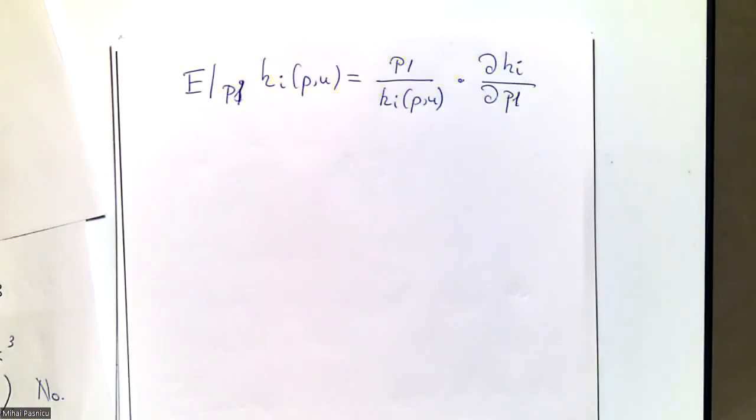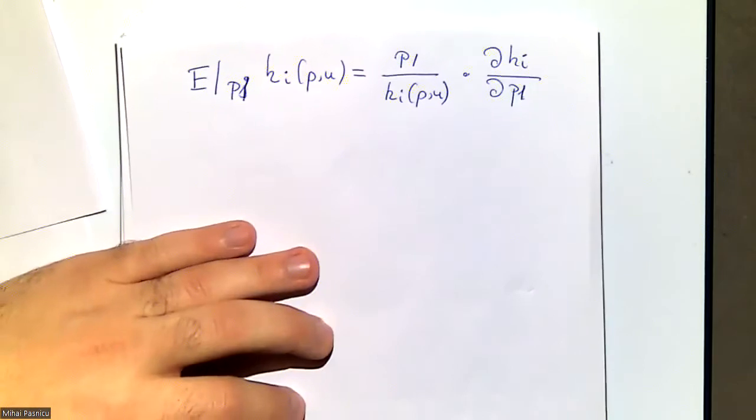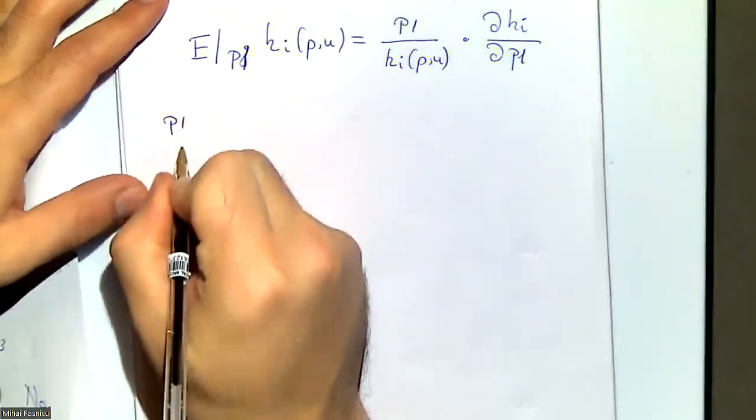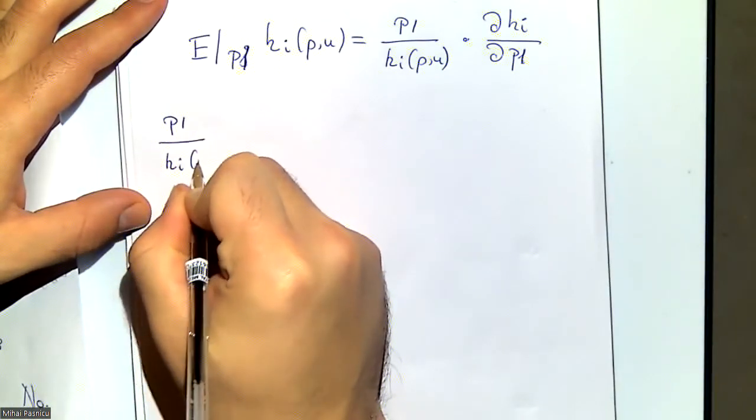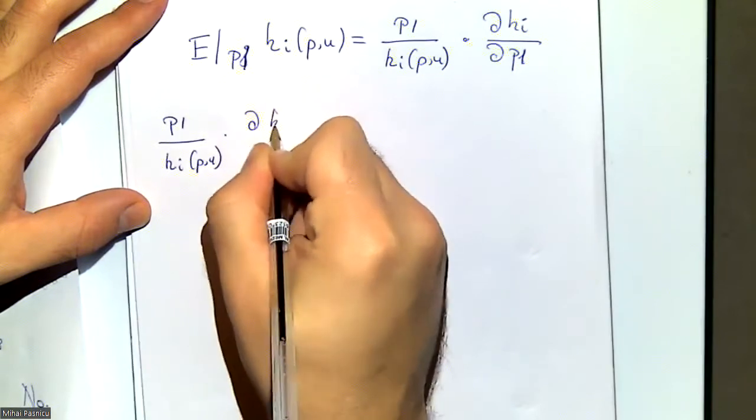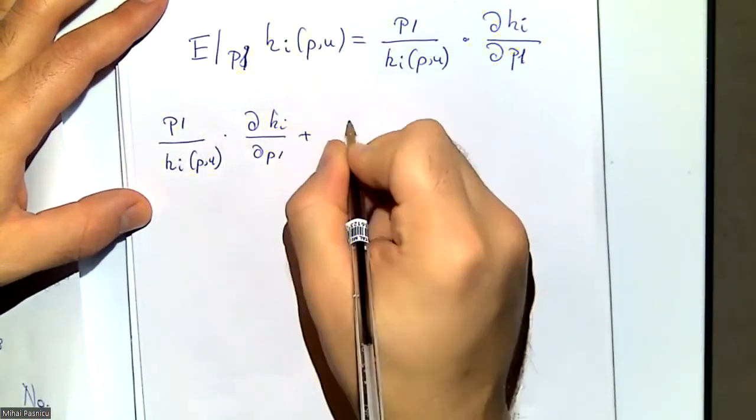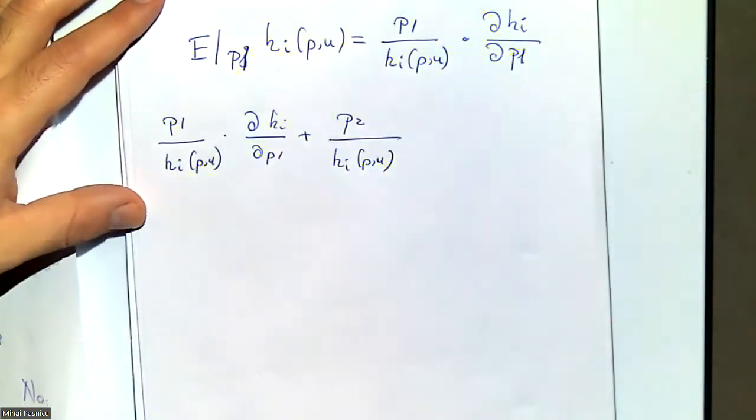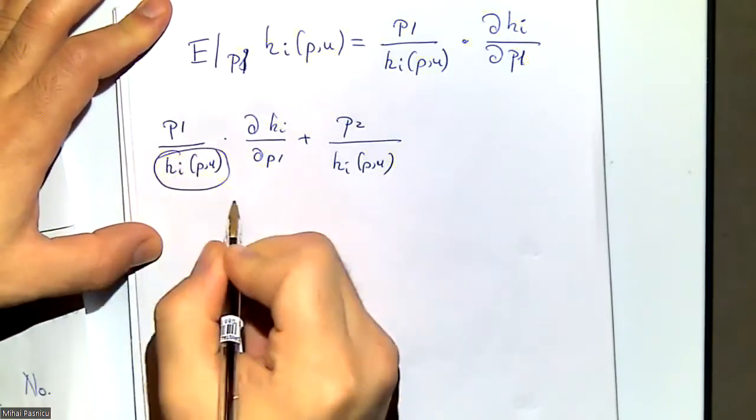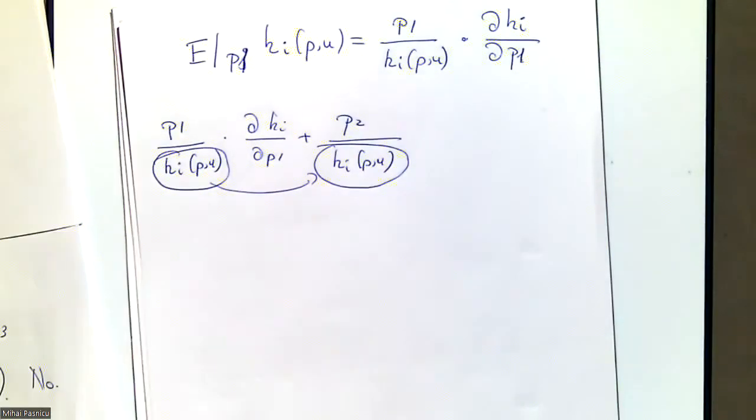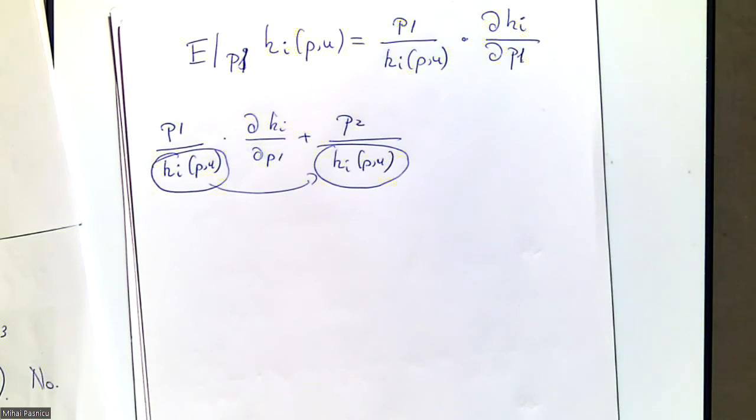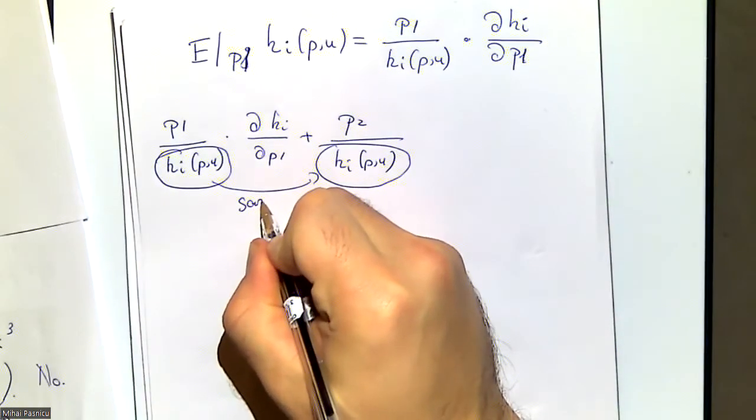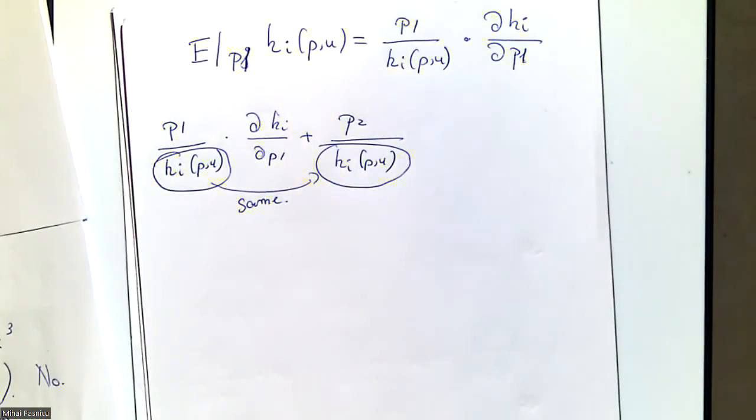And now what we do from here is we're asked to compute the sum of all of these. I'll write all of them and then move to the sum. So it's this: P1 over h_i times the derivative of h_i with respect to P1, plus the same thing but for P2. And really important, this is where the confusion came in: this h_i is the same as this one. It's the same function. There's no derivative, there's nothing. They are the same. Does everyone get why they're the same, or do I need to explain it?